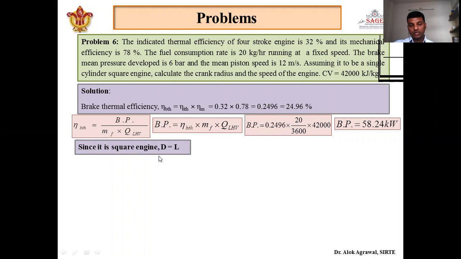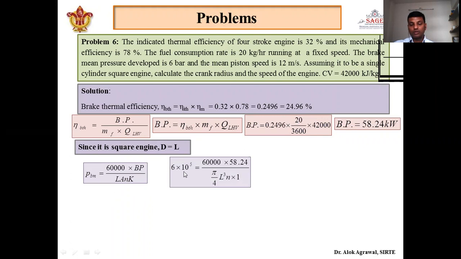Since it is given as a square engine, the stroke length and the bore diameter are equal. And again, brake mean effective pressure is known to us, given in the problem, that is 6 bar. So converting it into Newton per meter square, we have to multiply it by 10 to the power 5. So 6 into 10 to the power 5 is equal to the brake power we have just calculated. And here see L and A. A is pi by 4 D square. So D square into L will give L cube, and N is n, and K is 1 we have put here, because it is a single cylinder engine.